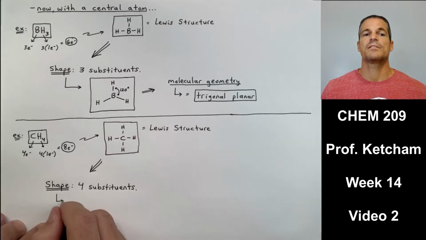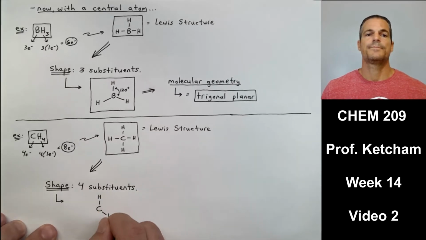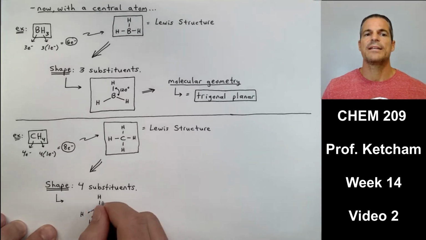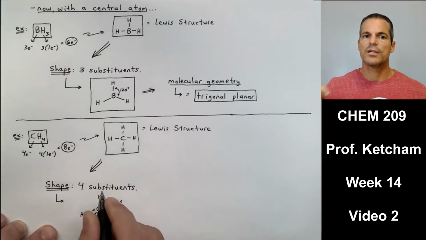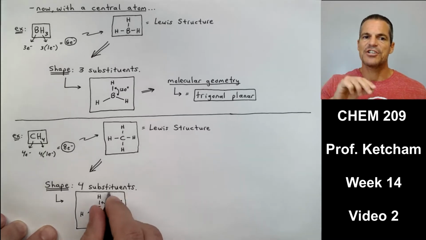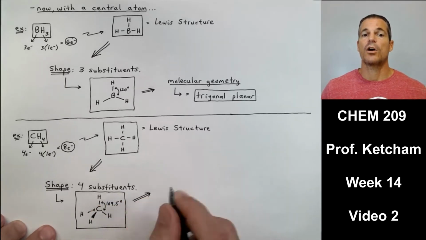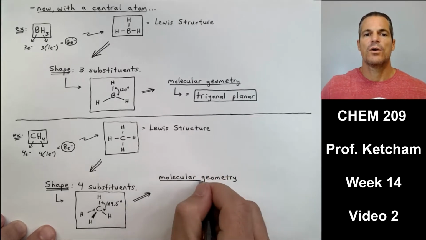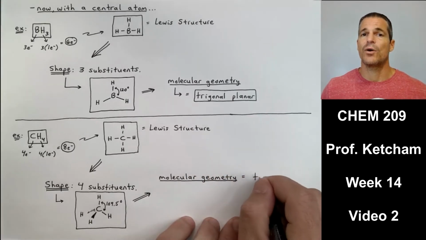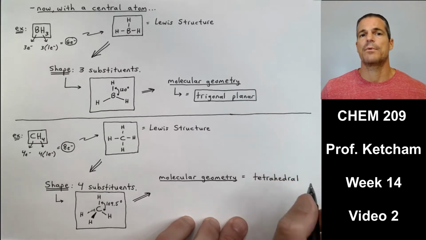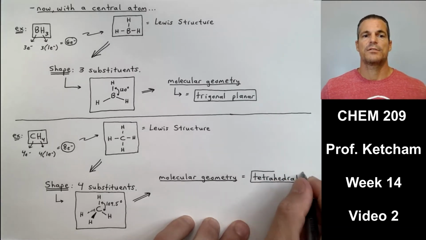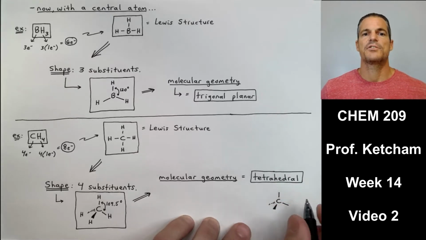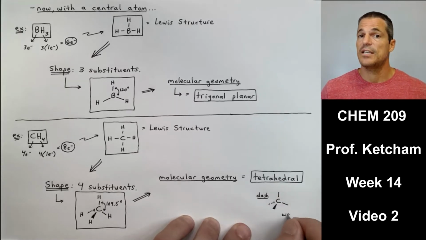So the shape of this has 4 substituents. The first hydrogen up, second hydrogen bottom right. Now I have a wedge coming out and a dash going back. So the dark wedge is a single bond coming out at me, and the dash is a single bond going into the paper, or behind the page. So this looks like a tripod. Okay, it looks like a tetrahedron. So the molecular geometry for this is tetrahedral.